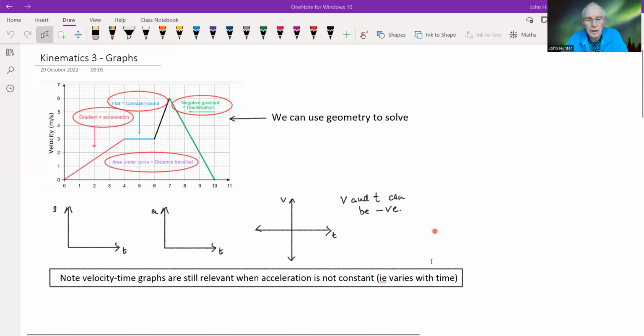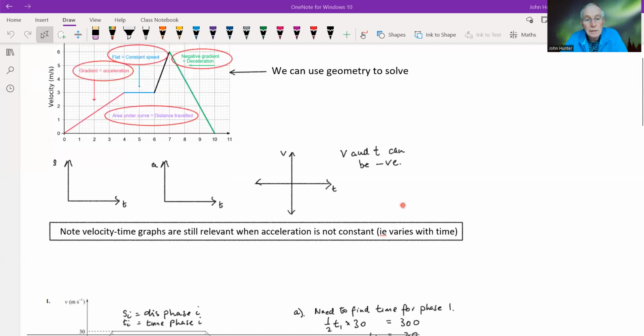The only other thing I think, as I've already alluded to, is that velocity time graphs are still relevant even if the acceleration is not constant. If the acceleration is not constant, then we may have curves here, curved lines, which is the essential difference. So we'll come back to that in a future video.